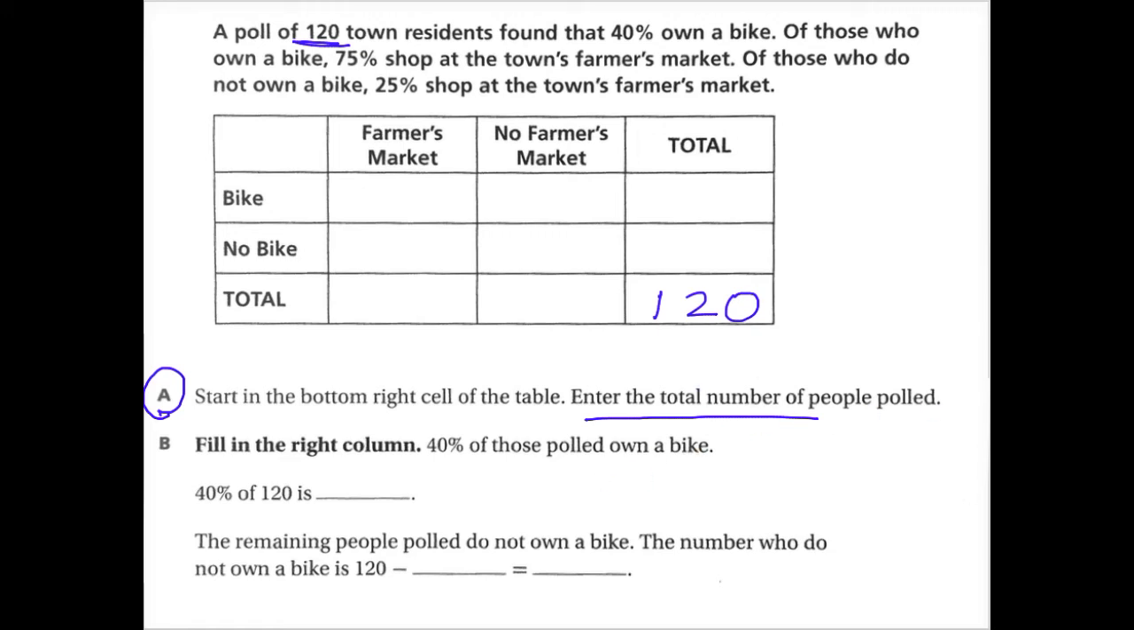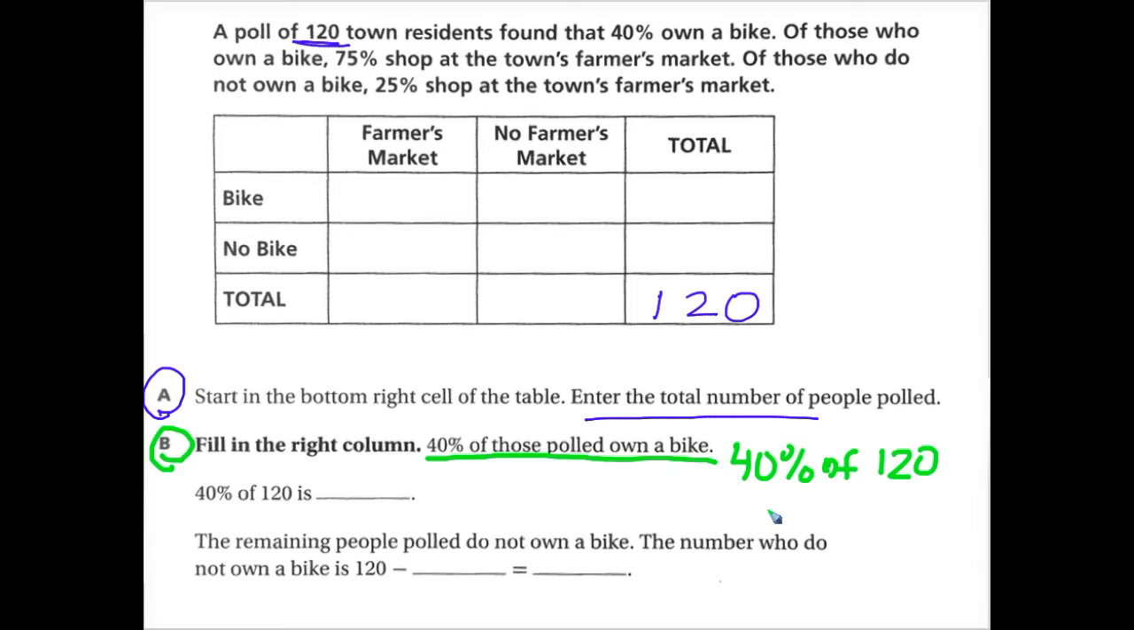B says, fill in the right column. 40% of those polled own a bike. So here's where it gets tricky. Now we're looking at percents. Okay, so 40% of the people polled own a bike. So what we're looking at here is 40% of 120 people. Our total is 120, 40% of those people own a bike.